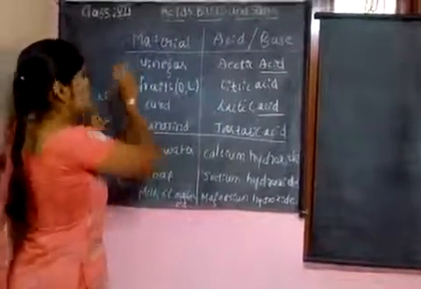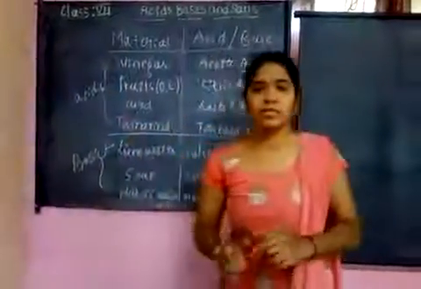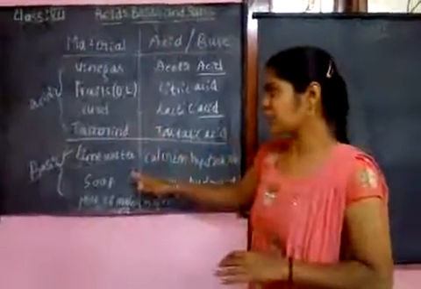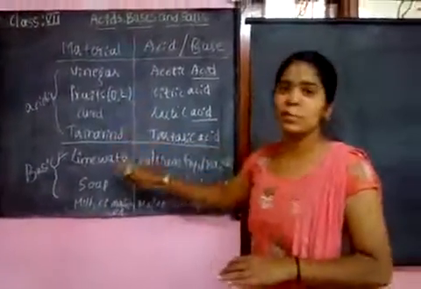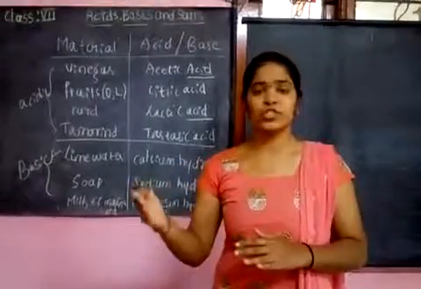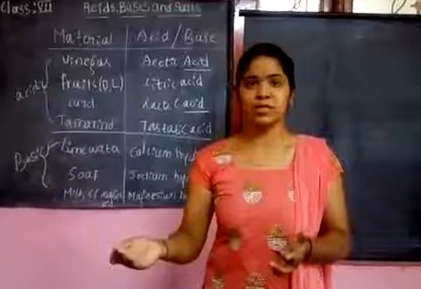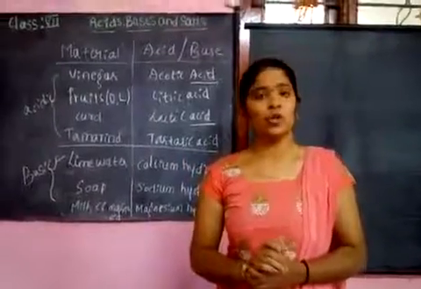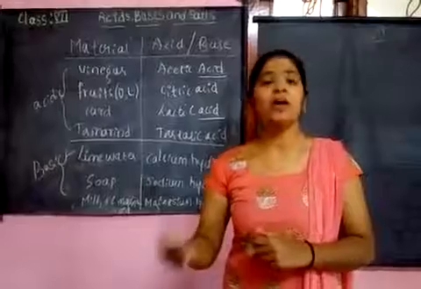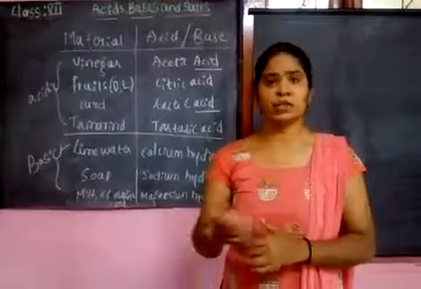Based on the properties of acidic and basic natures, we differentiate them into acids and bases. By using indicators, we differentiate acids and bases. In the next class, I will tell you about the naturally occurring indicators in our day-to-day life.